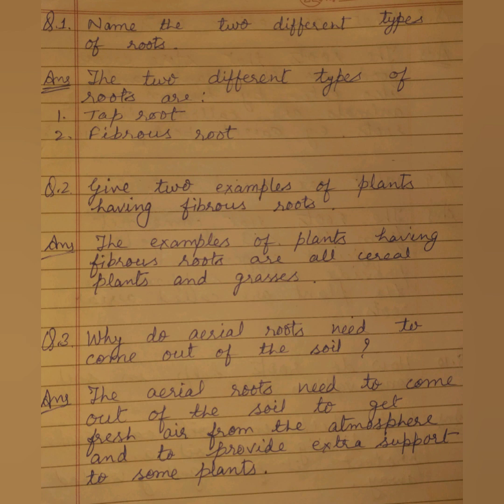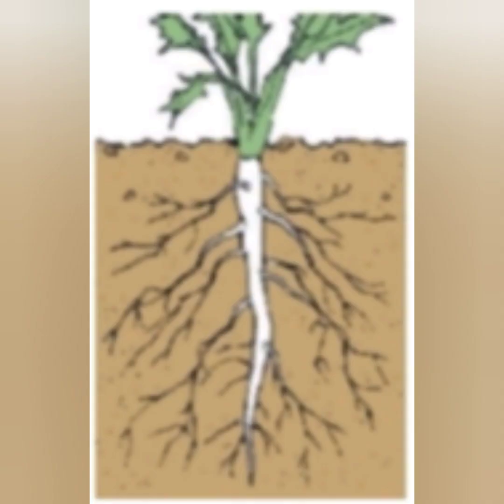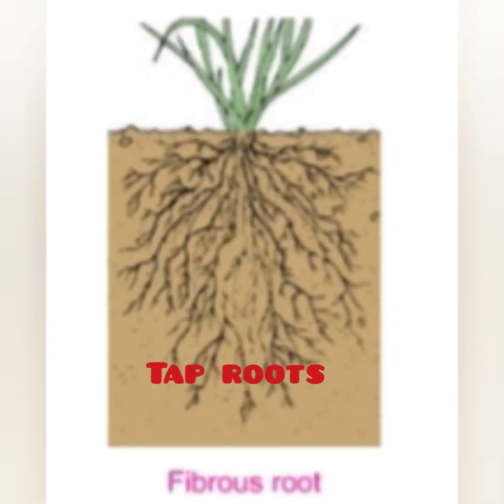Next is, why do aerial roots need to come out of the soil? The aerial roots need to come out of the soil to get fresh air from the atmosphere and to provide extra support to some plants. Next, you have to draw the shapes of taproot and the fibrous root.